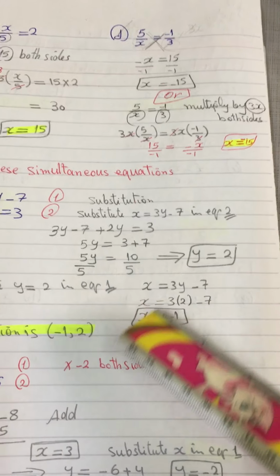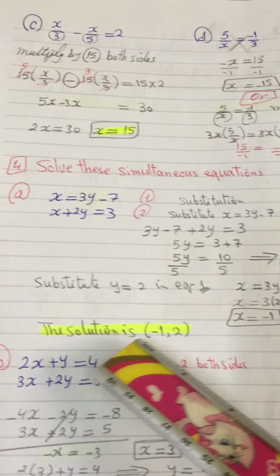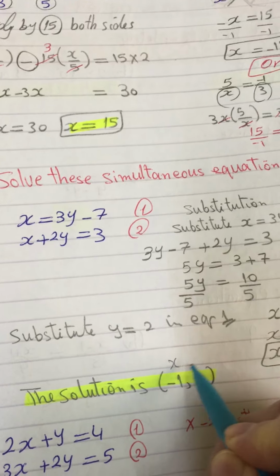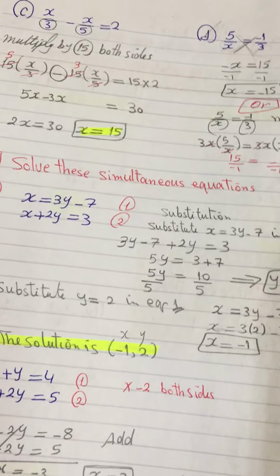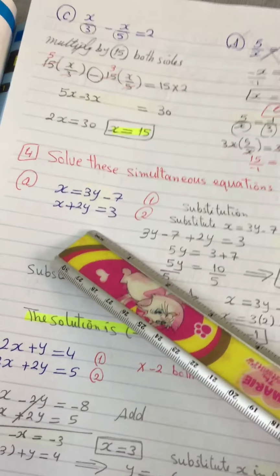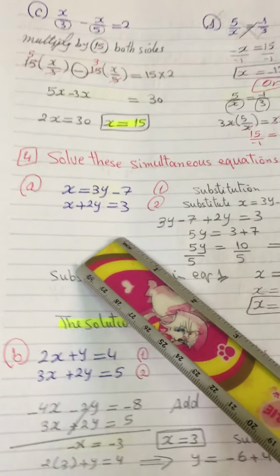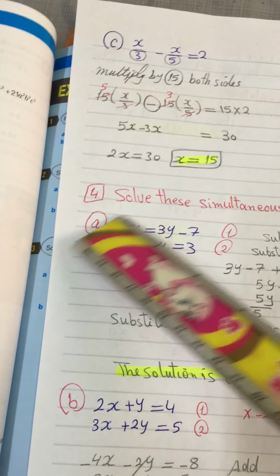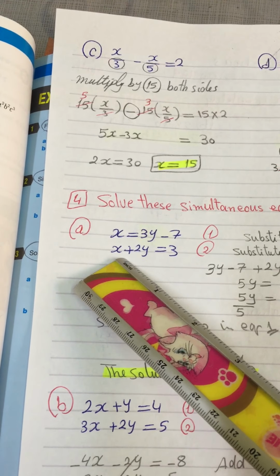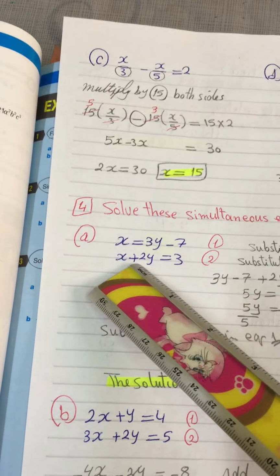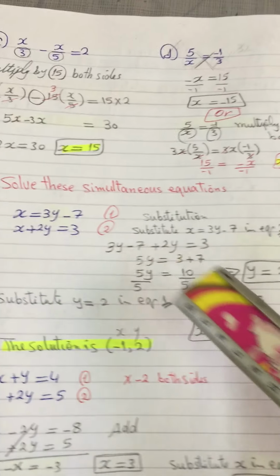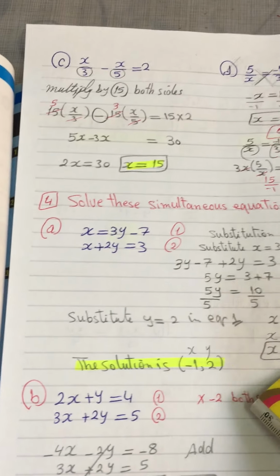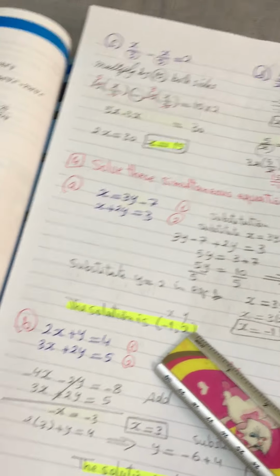Now I have y and the x. Write the solution as x first and then y, so it will be negative 1 and 2. This is the solution for this system, or these two equations, by substitution. He gave me the value of x, so I'll substitute the value of x here. Now I have 3y minus 7 plus 2y. I have the same variable. When you get the value of y, don't stop. You have to find the value of x, and this is your solution.